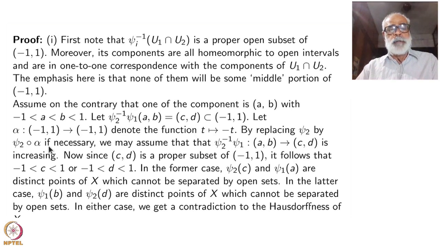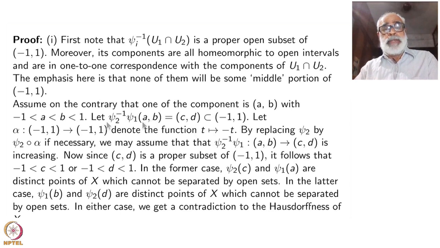Okay, therefore, you can change the second one by reflecting. So now it will be increasing. So once you assume that CD is a proper subset of minus 1 plus 1, right? So it follows that minus 1 is less than C less than 1, okay, that is my assumption, or minus 1 is less than D less than 1.